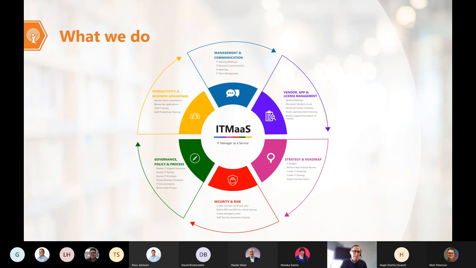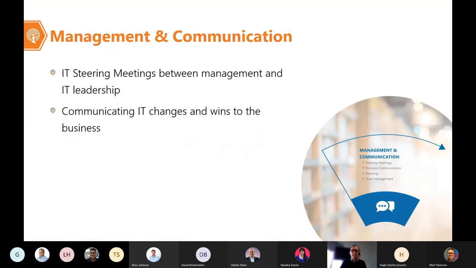So diving in, I'm just going to go through each of the pillars or segments of this wheel and give you a few quick examples of what we do and why it's important. The first one is around management communication.